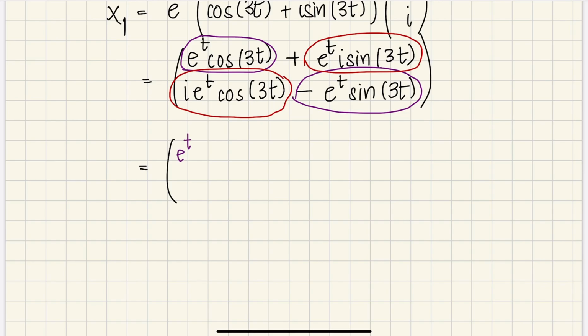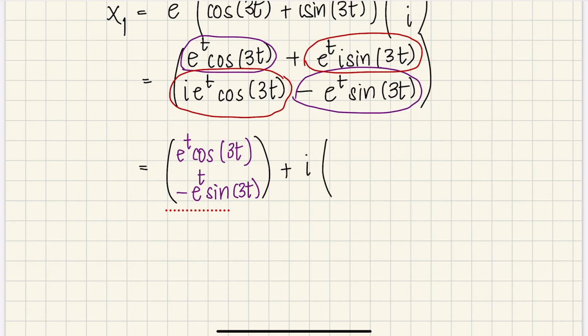e to the power t cosine 3t, negative e to the power t sine 3t, plus, I'm just taking the i out, e to the power t sine 3t and e to the power t cosine 3t.